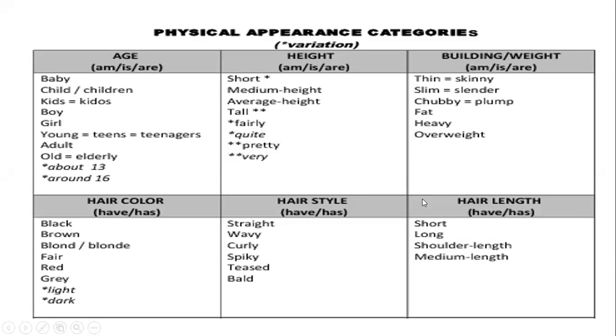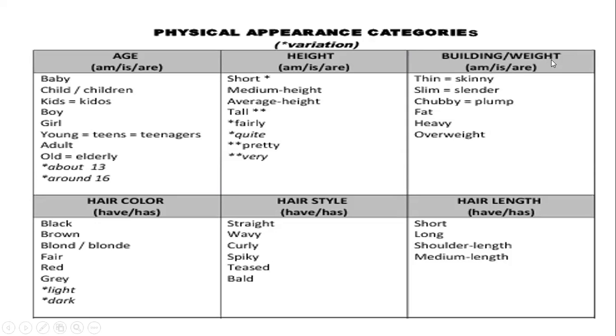Okay, to talk about height, we can say, I'm short, ¿verdad? Soy bajita. I'm medium height. She's average height. O ella es estatura promedio, ¿verdad? He's tall. Vea que estoy utilizando el verb be para utilizar estos adjectives. He's tall, él es alto. Y puedo decir pretty tall or very tall. Pretty tall es un poquito alto, very tall, muy alto, ¿verdad? Puedo decir quite short, fairly short, algo bajito, y quite short, como bien bajito, ¿verdad?